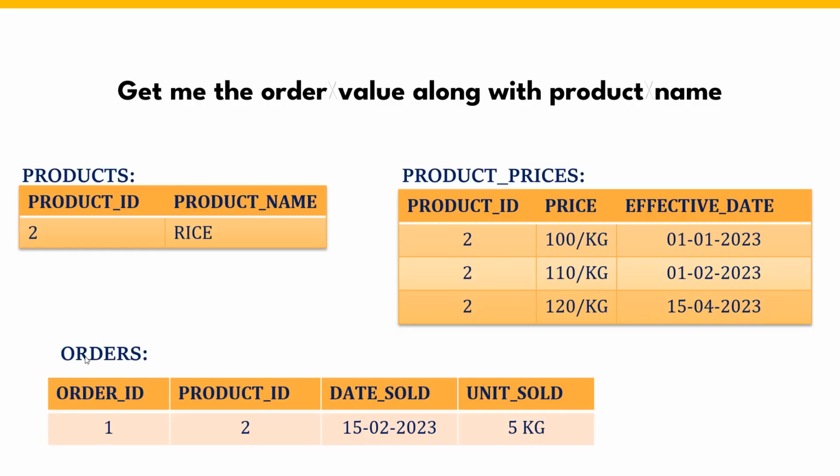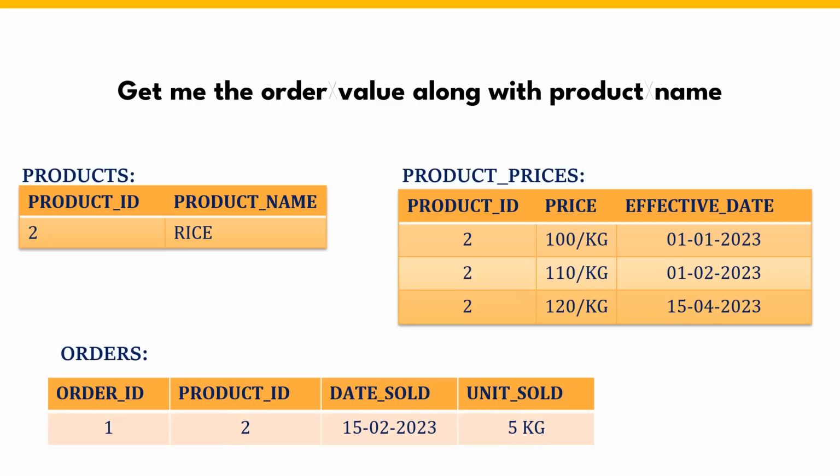Now, what is the next thing we have? Another table, orders. To make it very simple, they have given very few values, but the problem is very complex. In orders, order ID is 1 and product ID equals 2. The date sold is 15/2/2023, and units sold is 5 kgs.